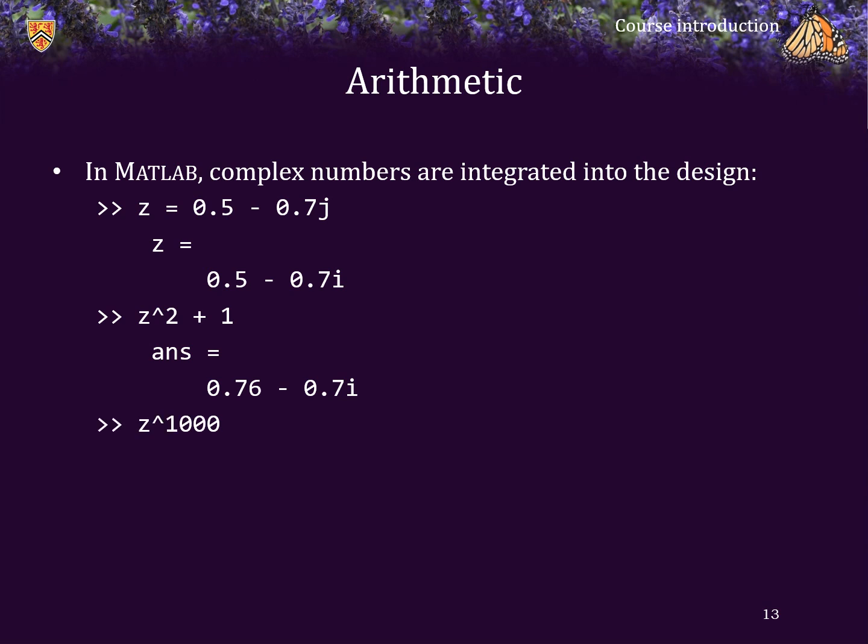Now, if we calculate z to the 1000, well, let's see. z is that number there. Its absolute value is the square root of 0.25 plus 0.49, which is a value less than 1 when we add them together, and the square root of something that's less than 1 is still less than 1. So from secondary school, you may remember that if you raise a number that has an absolute value less than 1 to a large value, the magnitude of that number shrinks.